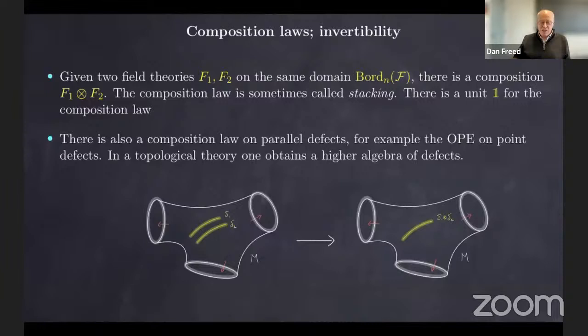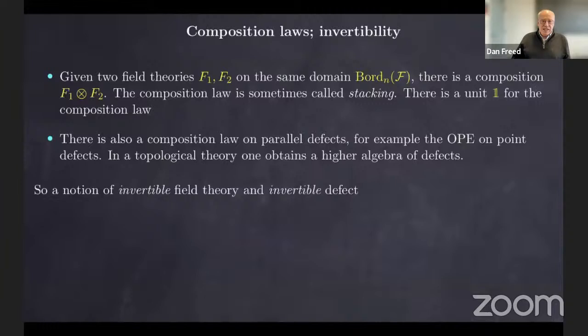So if we have a composition law, which is associative, as these are in a suitable sense, and it has a unit, unit in this case meaning identity element for the composition, then we have a notion of invertibility. So both for field theories with their composition law and for defects with their composition law, we have a notion of an invertible field theory and an invertible defect.